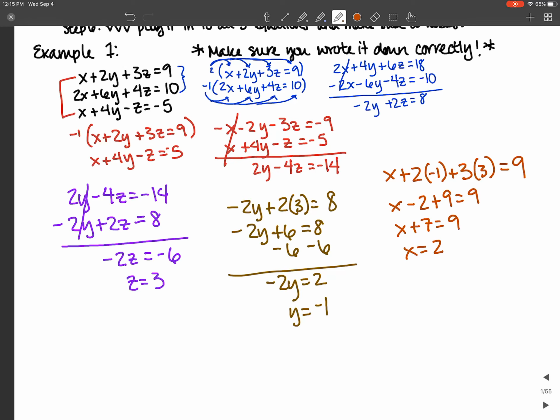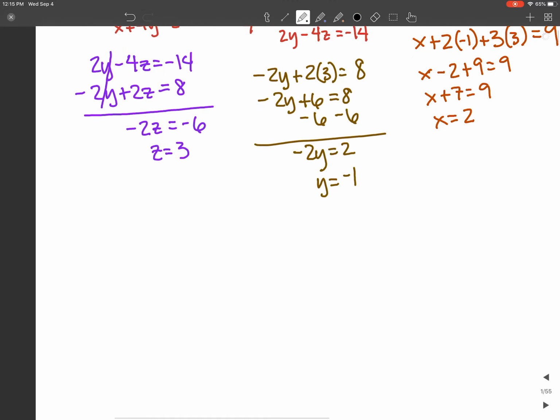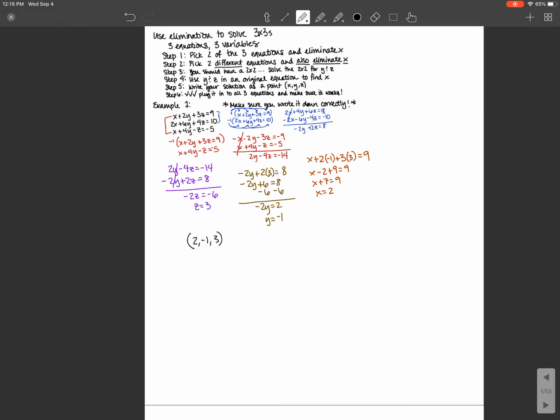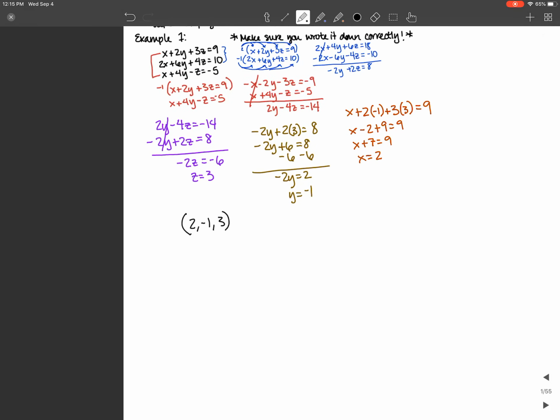So my solution, I'm going to write it as a point. X is 2, y is negative 1, and z is 3. And then I'm going to check it, which means I'm going to plug those answers into all 3 equations. And I know some of you are like, I'm doing that in my calculator. I need to see it.